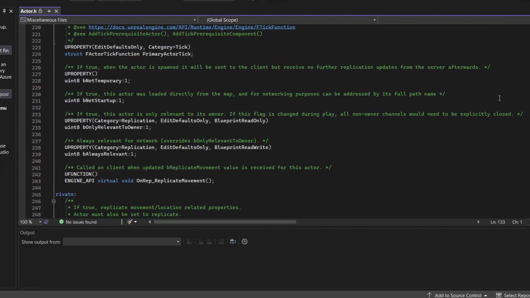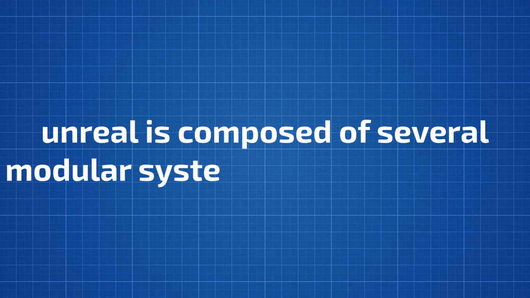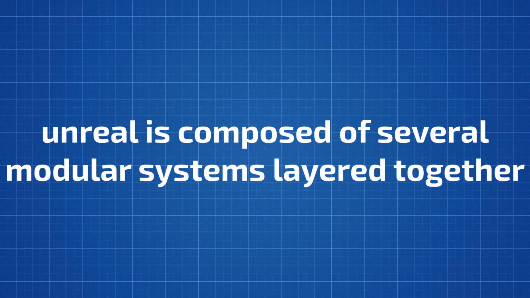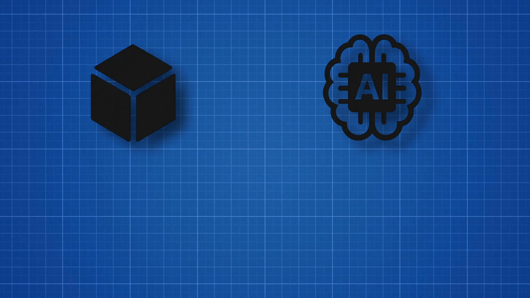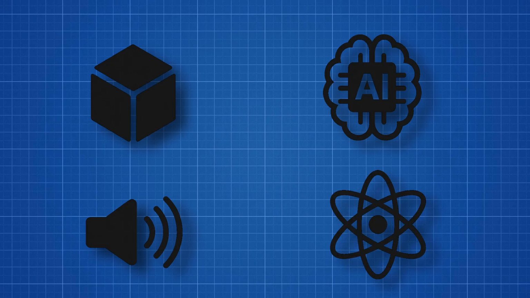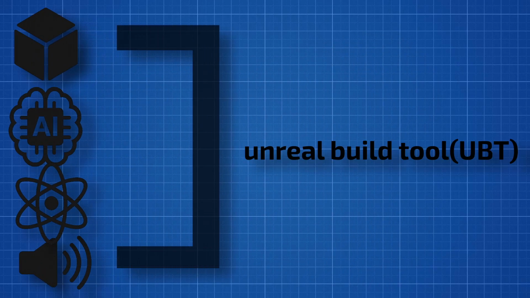So, Unreal has two pillars. One is the C++ codebase which it runs on, and the other is the Unreal editor. Unreal is composed of several modular systems layered together. They are basically libraries which are reusable. It's kind of like Lego blocks. They include rendering, AI, audio, physics, and many more. These libraries are compiled together by the Unreal Build Tool. This is basically the architecture of Unreal.